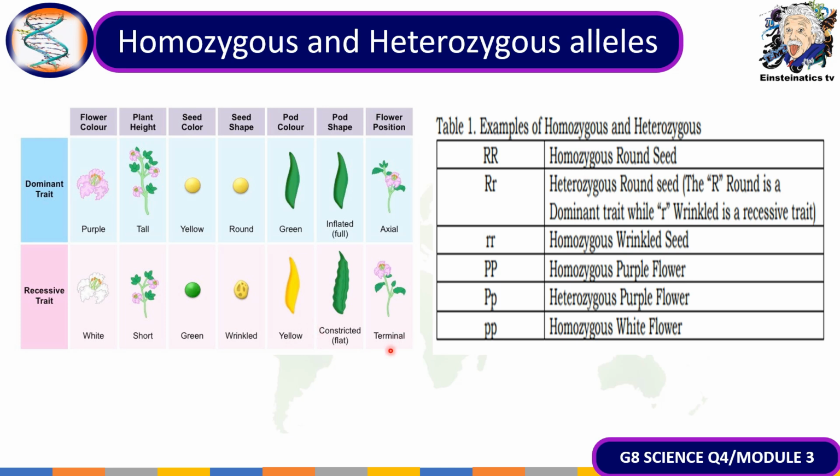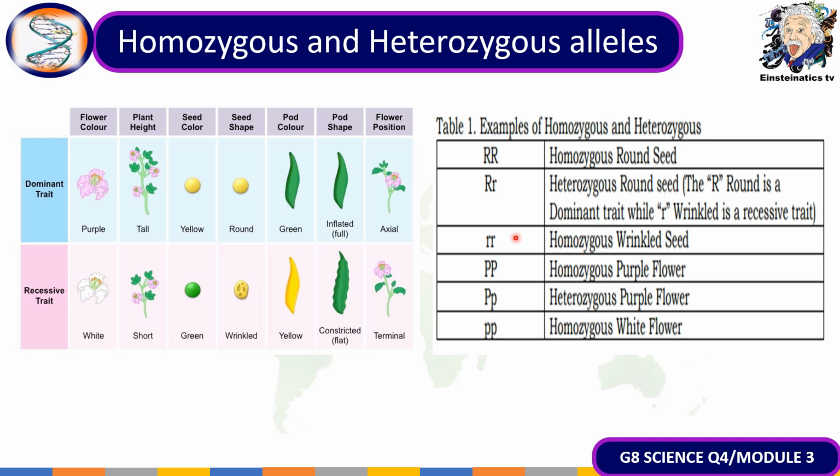Now, here's another example between homozygous and heterozygous. So, for example, we have two big letters here. So, this is known as homozygous round seed. Homozygous kasi magkapareho yung allele niya for being round. As you can see here, another example, big letter R and small letter r. So, this is known as heterozygous kasi meron siyang dominant and recessive. And of course, since dominant yung round, so that is why it's still round seed. So, yun yung na-express or makikita sa seeds.